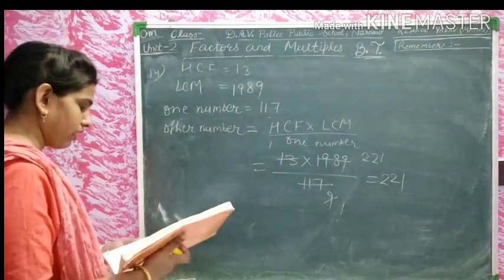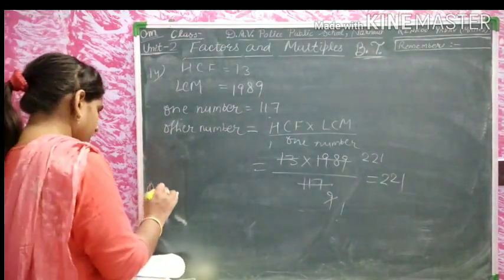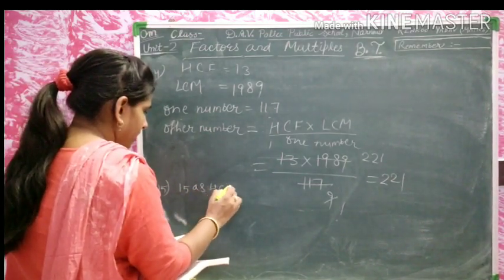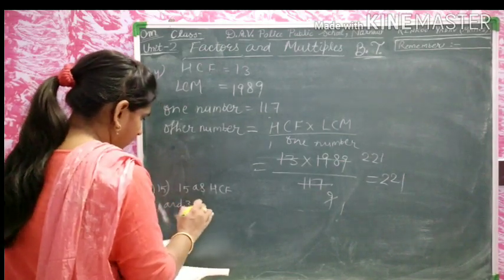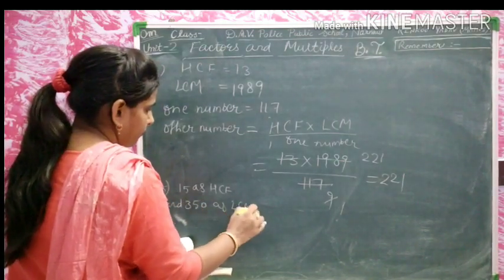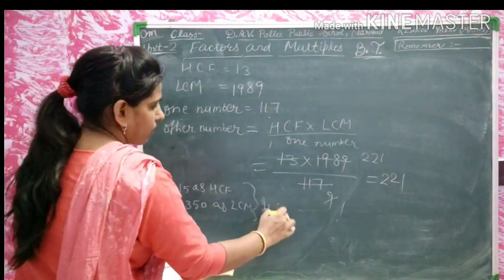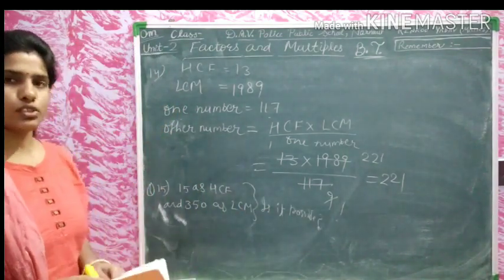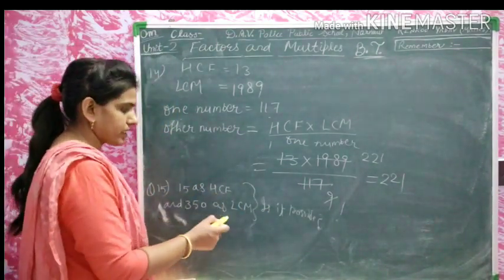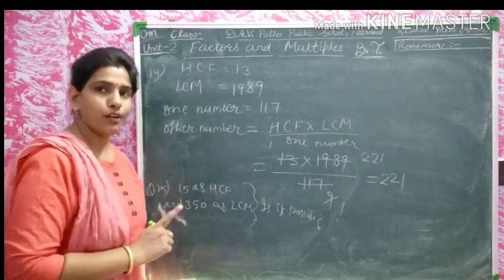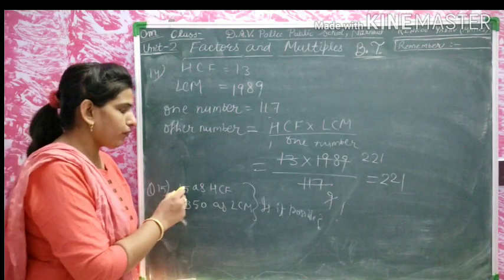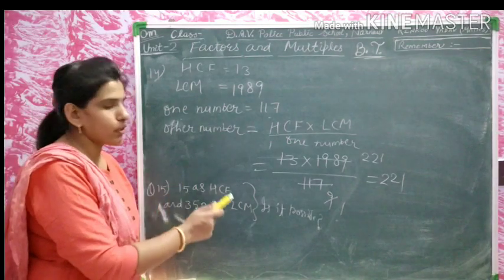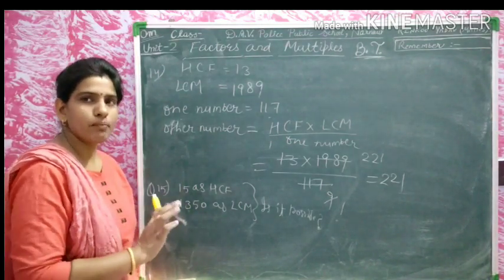Now we have to find whether two numbers can have 15 as HCF and 350 as LCM, and why. Question number 15 is: 15 as HCF and 350 as LCM. Is it possible? We have to find it. So students, we are seeing here that 15 is the HCF and 350 is the LCM. We have a property that if 15 is a factor of this LCM, it means this is possible. If 350 is a multiple of this HCF, it means this is a factor of this.